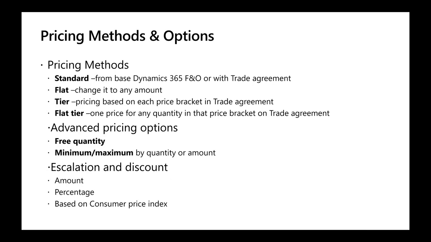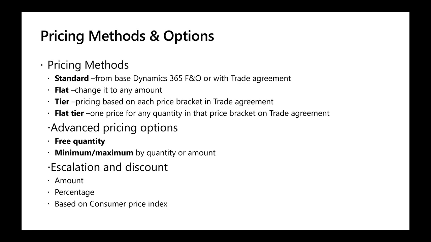And then for the pricing, we have quite a few different options in how we want to do our pricing for our billing schedule line. For the items that you add for the pricing methods, we have 4 different options. There's standard, flat, tier, and flat tier. A standard pricing method means that you can use the standard pricing from Dynamics 365. You can also use a trade agreement with the standard type as well.